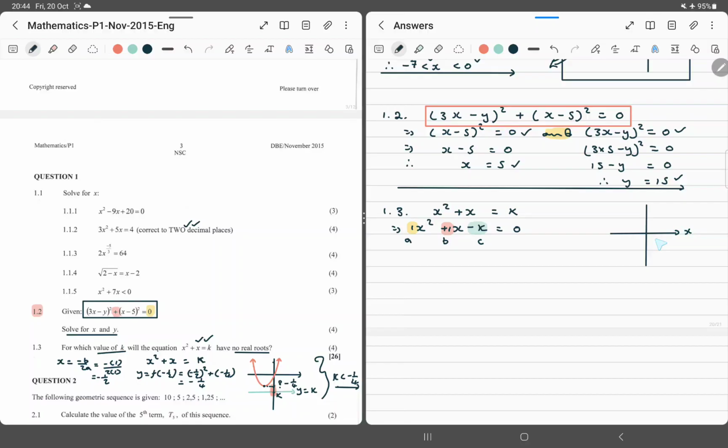Graphically, I'm just giving you extras now so that you can understand. Depending on the value of k, we don't know what k is, but we are suggesting that this graph must have no real roots. So what does that mean? It means this graph should not touch the x-axis. It can be something like that.